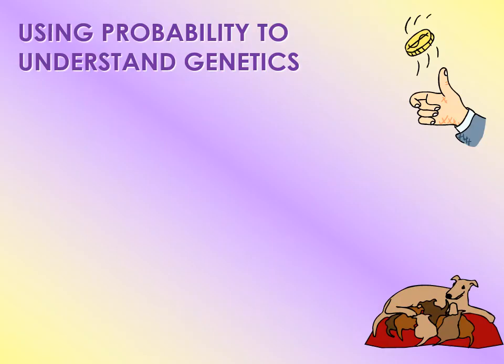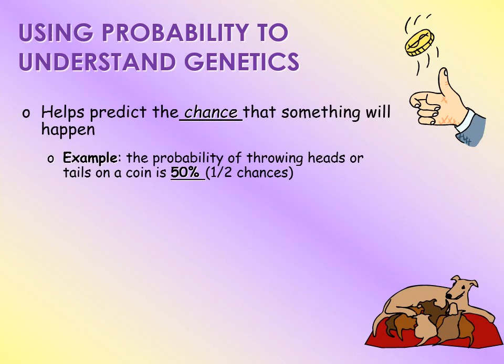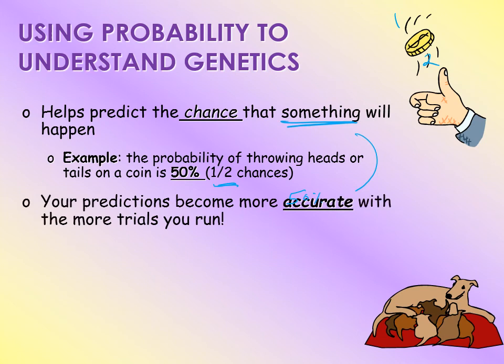You may have already picked up the fact that we're using probability to help us understand the chances of something happening. In this case, the something is how genes are getting passed from parent to offspring. So if we compare that to flipping a coin, there's only two sides of a coin. You're going to land on one of those two sides. So that's 1 out of 2, or 50% of getting a heads or a tails.